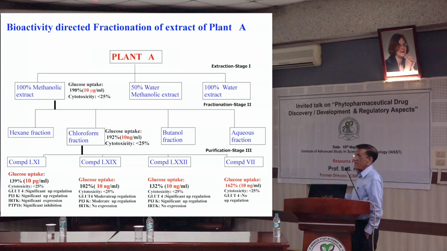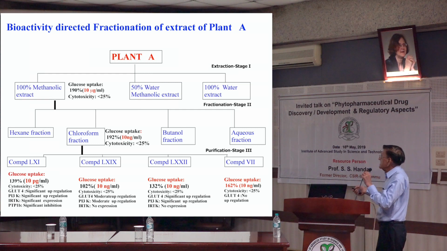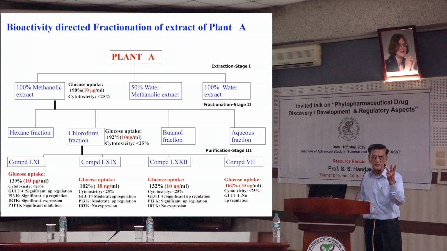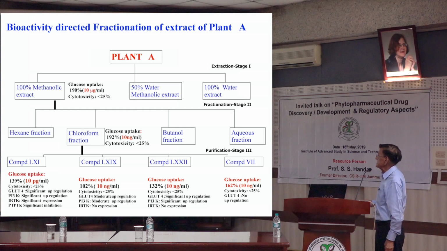You see plant A. I have not named the plant purposely. Now you have extracted with methanol. Second batch, you have extracted with 50% water and methanol. Third lot, you have extracted with 100% water. You have made 3 lots: water, hydroalcohol, and alcohol. Now you find that the activity lies in the alcoholic extract.